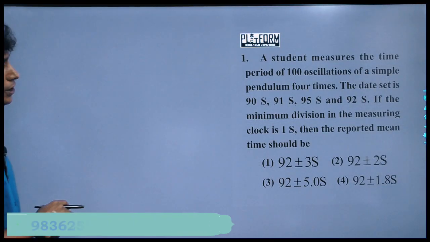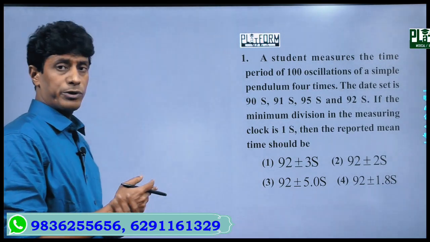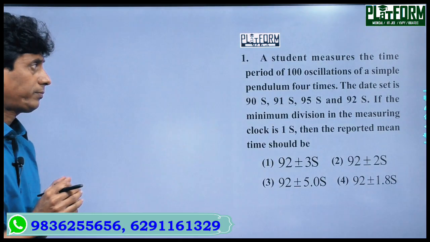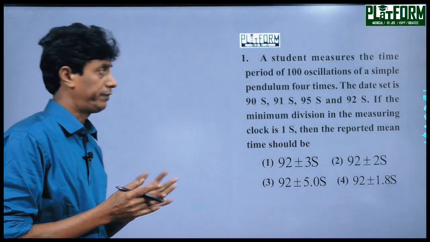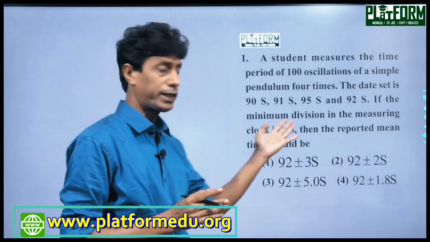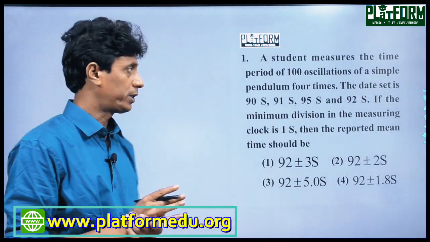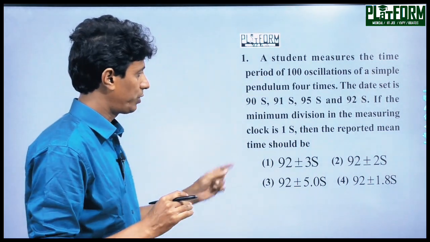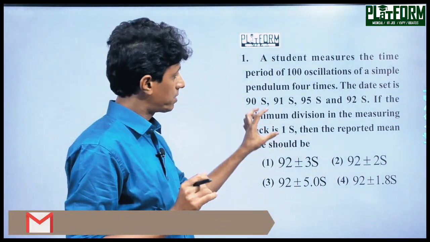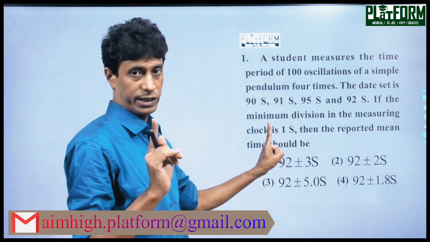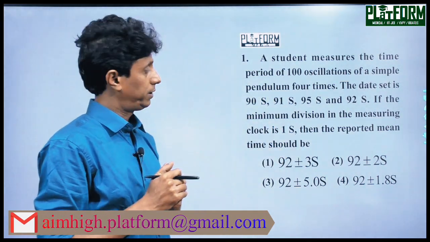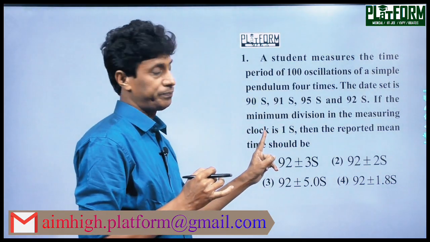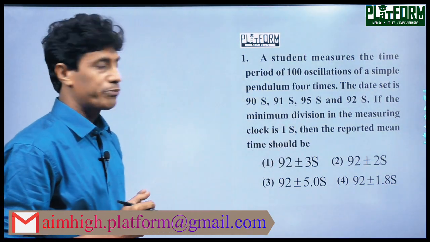So let us see question number 1. A student measures the time period of 100 oscillations of a simple pendulum 4 times. The data set given here: 90 seconds, 91 seconds, 95 seconds, 92 seconds. If the minimum division in the measuring clock is 1 second, that is, the accuracy or least count of this measuring clock is 1 second, then the reported mean time should be.